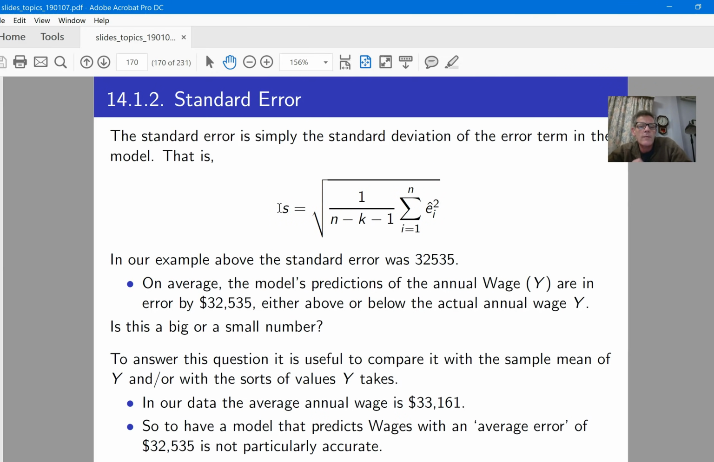So this is a standard deviation of the error term, and it's an indication to us of how much error you typically make if you were to use this model to predict y. So if I was going to use this model to predict what someone's income was, how accurately would I be doing it? And on average, I would be in error by $32,535 in this case, dollars.